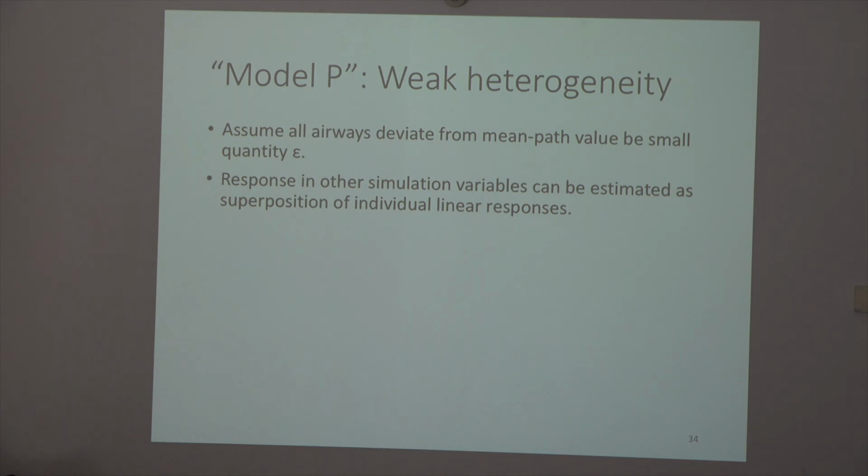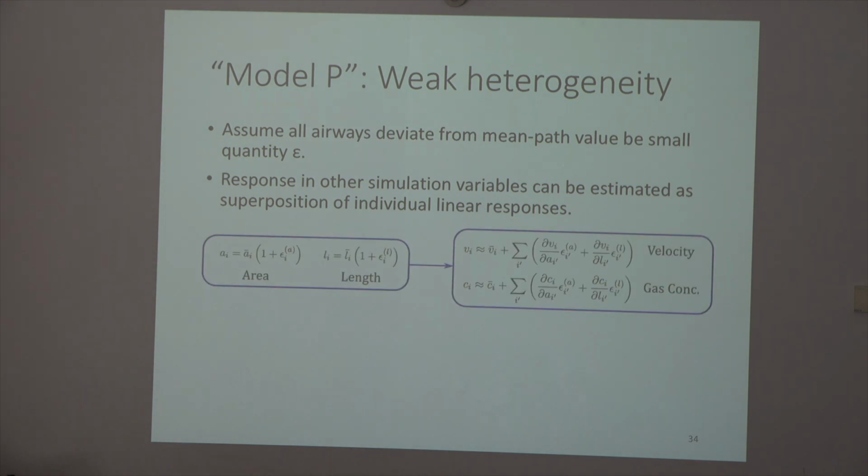So what we do is we perturb individual airways. So this parameter epsilon is assumed small, and we change the area or the length of a given airway in a simulation and simulate just the linear response in all the properties of the model, so the velocity or the gas concentration, and track those. So we don't actually have to make the model any bigger to do that, because the airways all start out the same size in a given generation.